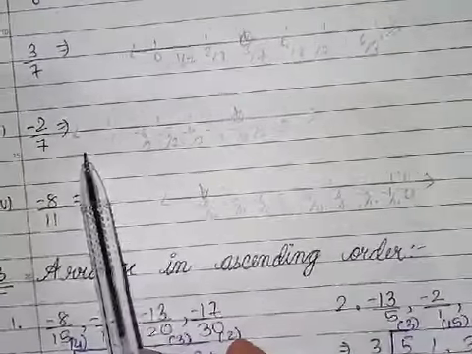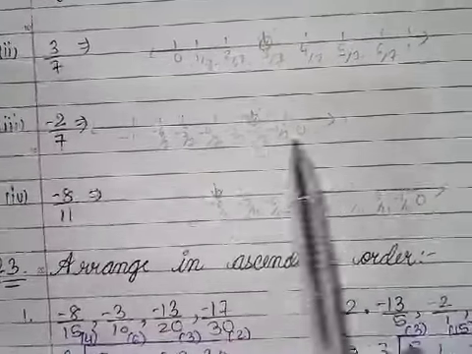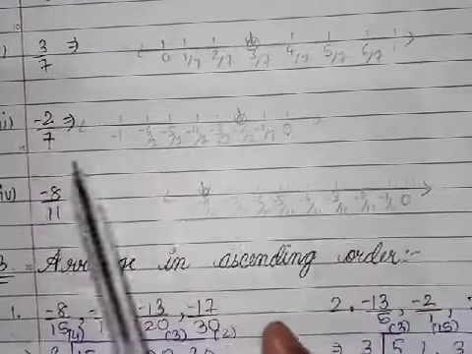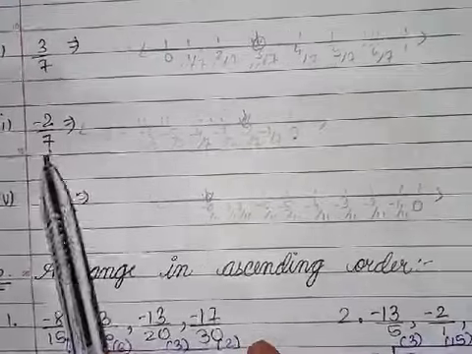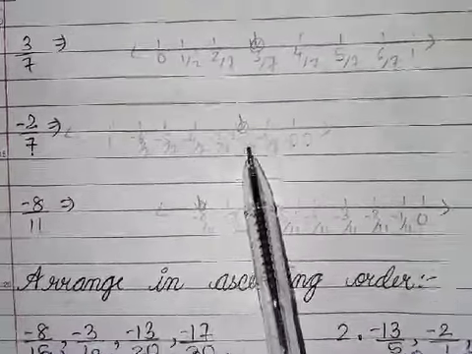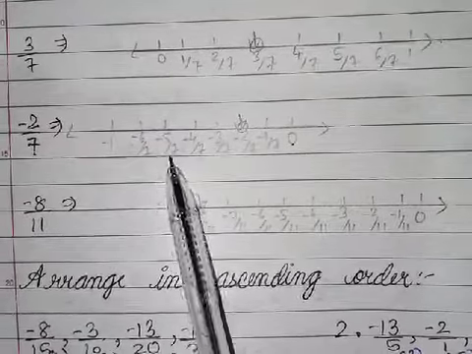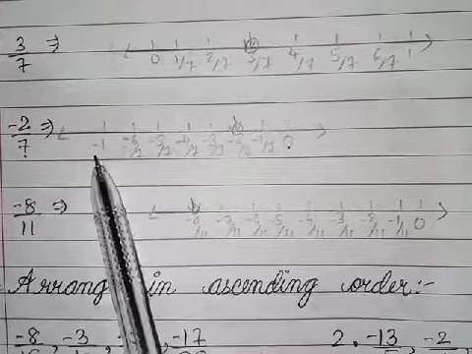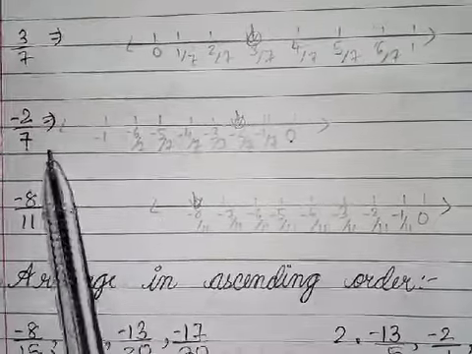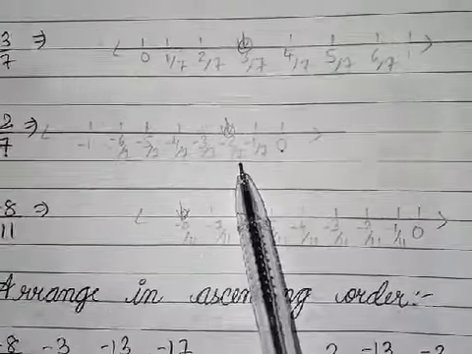Let's move on to the third question. It is minus 2 by 7. So from 0 to minus 1, it should be divided into 7 equal parts. That is 1 by 7, 2 by 7, 3 by 7, 4 by 7, 5 by 7, 6 by 7 and 7 by 7 is minus 1. Where are we looking for? Minus 2 by 7. So this is minus 2 by 7.